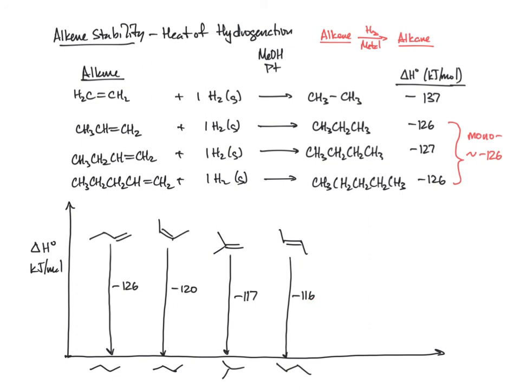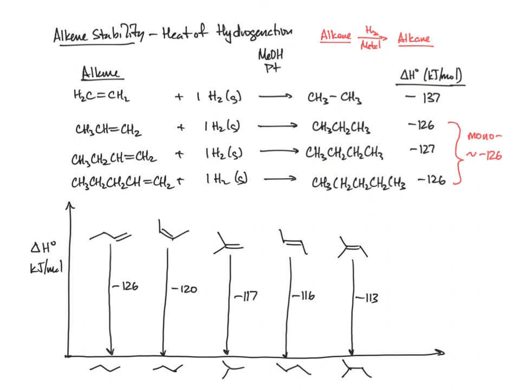So trans is more stable than cis. We rationalize this as well based on that these methyl groups are sort of banging into one another and causing strain. So now let's look at a tri-substituted butene. When this gets hydrogenated, we end up with 2-methylbutane. This evolves negative 113. So you can see that by substituting out a hydrogen for a methyl, we're gaining some stability. So the more carbon substituents you have bonded to the alkene, the more stable it is.